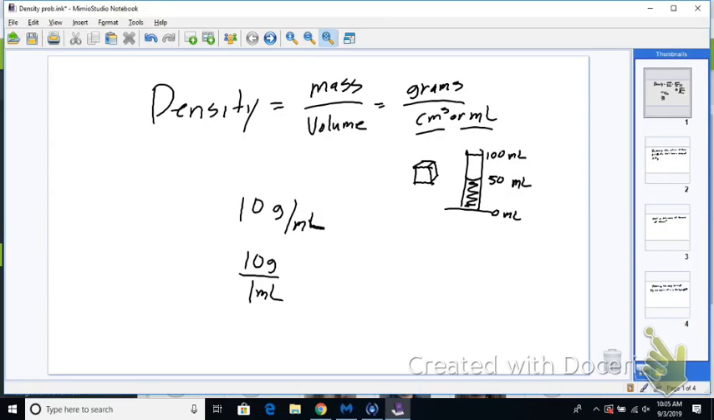Milliliters go on the bottom, and so milliliters will always be 1. So this unit that is on the bottom is always 1. If I set up a ratio, this would be the ratio, 10 grams over 1. I could also set up the ratio like this, and it would be 1 milliliter for every 10 grams.